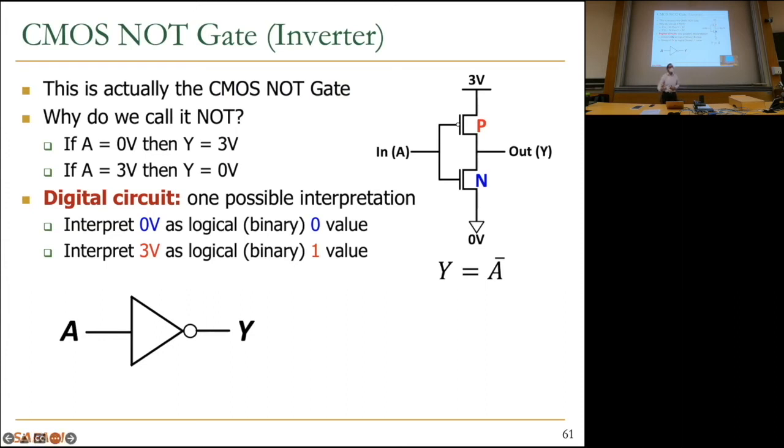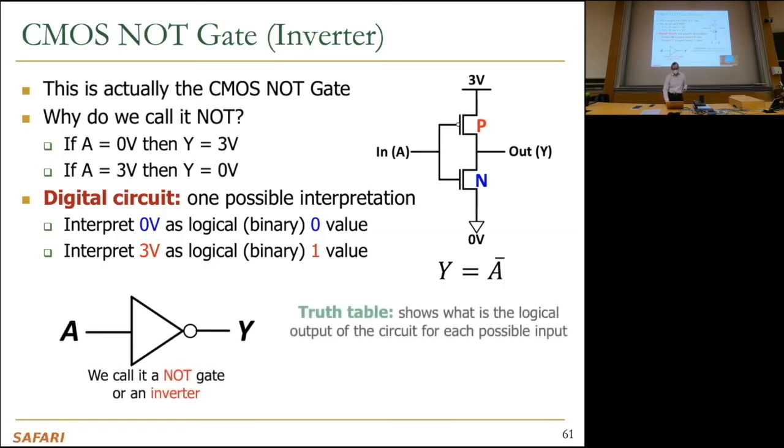Now, this gives me an abstraction level. I don't need to think about these transistors. Somebody implements those transistors. Great. Hopefully, they make it work. I just care about the logical functionality. Y equals A bar. Okay, I already said this. We call it a NOT gate or an inverter.